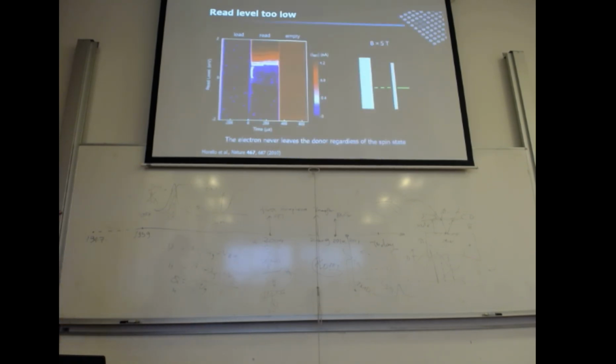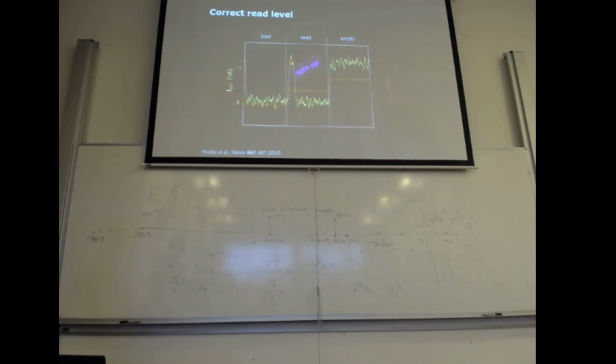So we look for these current blips. And this also immediately determines the bandwidth that we have. This is a direct current measurement, so depending how accurate and fast you can digitize that signal, that tells you the type of tunnel rate of the donor you can work with.